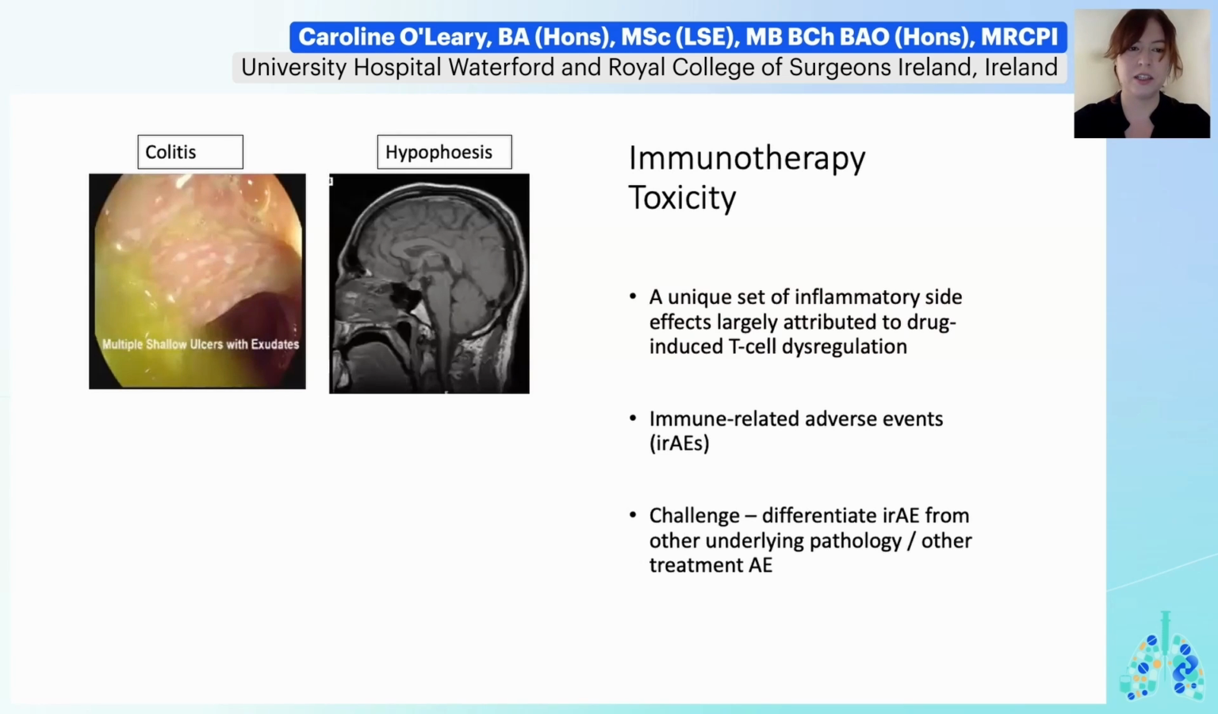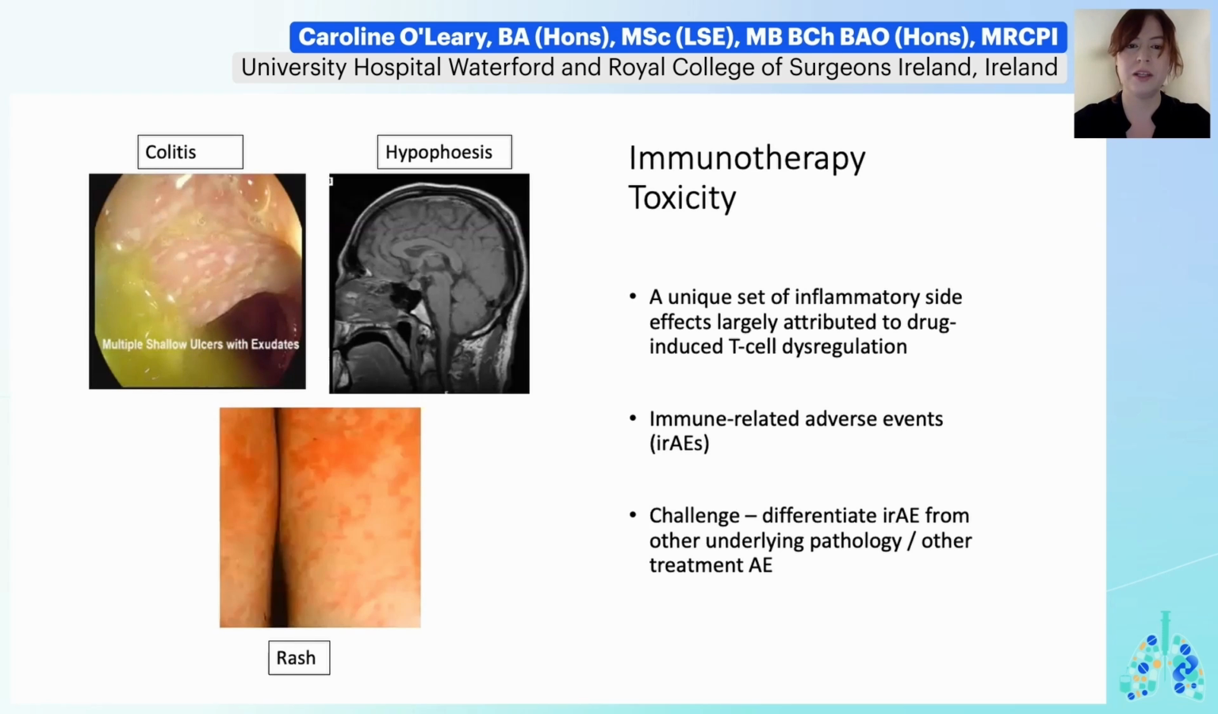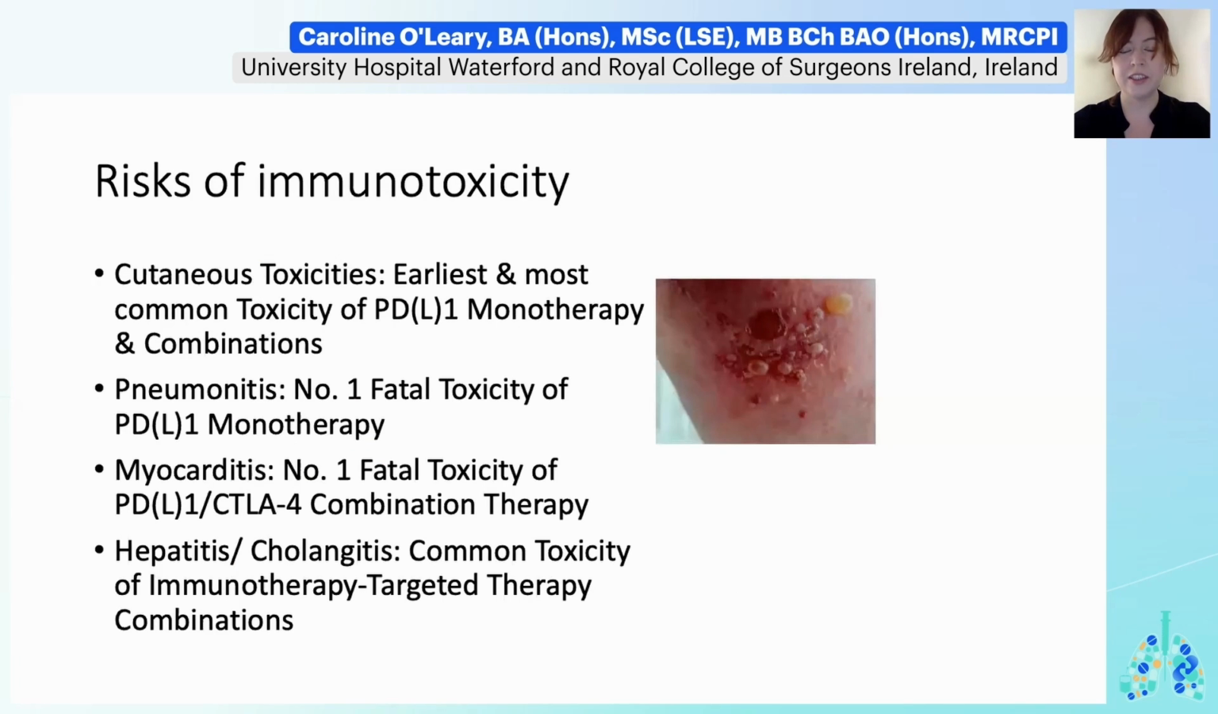So colitis in the gastrointestinal system, hypophysitis, significant endocrinopathies, rash, or hypothetically any system in the body. These can also be quite challenging to differentiate as the underlying pathology is usually the same as a non-immunotherapy induced toxicity. Rashes can occur for other reasons besides immune checkpoint inhibitors, such as other drug changes. So trying to differentiate and treat this appropriately can be very challenging, and there are significant risks in the use of these drugs.